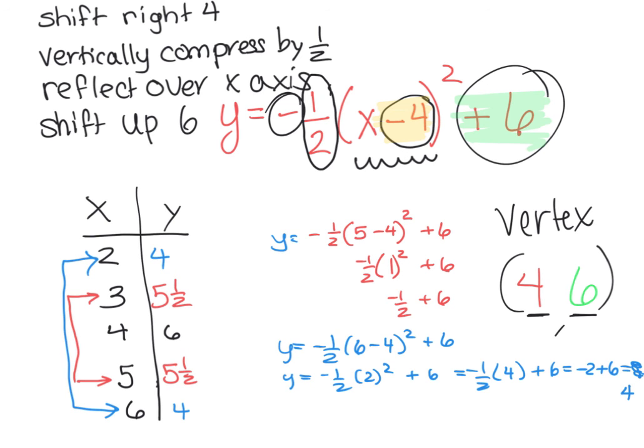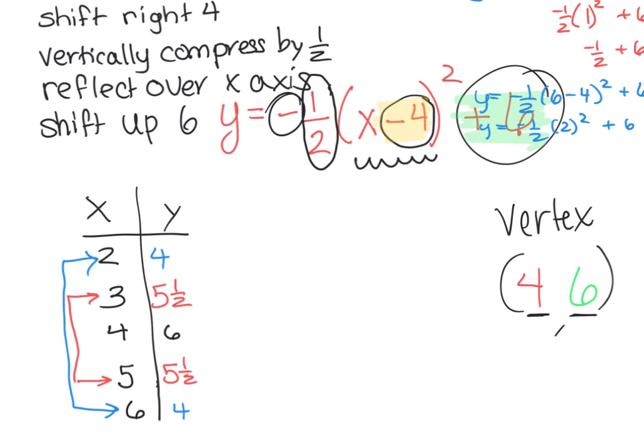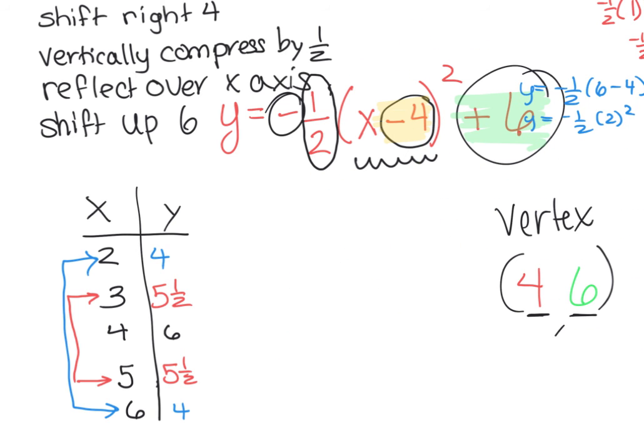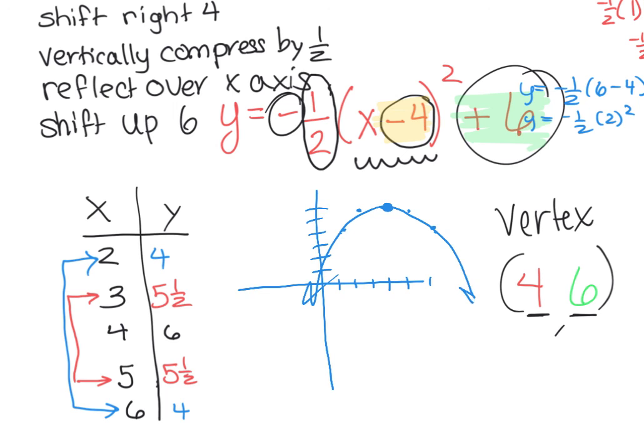Okay, so let's graph that. Let's see what it looks like. Remember, it should look like it's right 4 spaces, up 4 spaces, upside down, and squatty. I'm going to plot my vertex first. Then I'm going to plot the numbers on each side. Not perfect, but there you go.